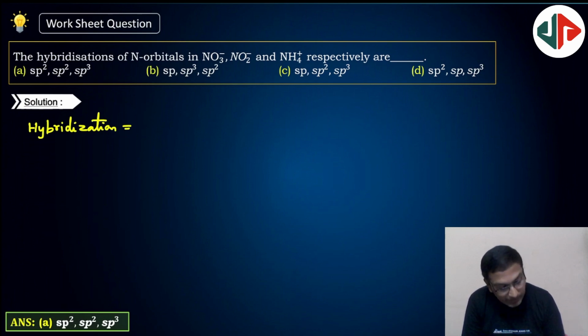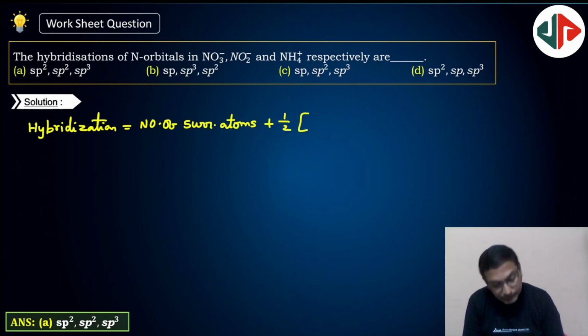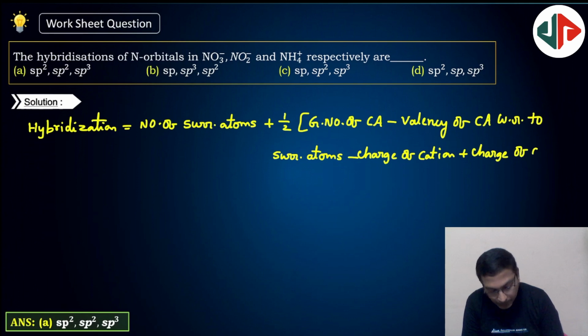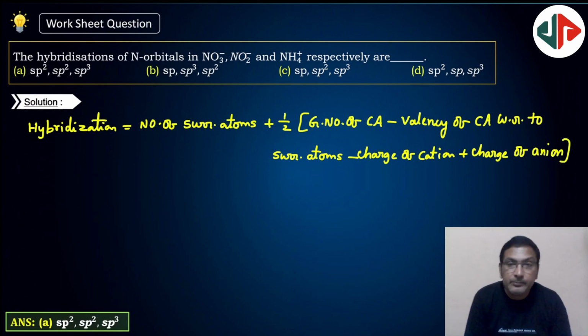Remember this one, very very important. Hybridization equals number of surrounding atoms plus half into group number of central atom minus valency of central atom with respect to surrounding atoms, minus charge of cation plus charge of anion. In this way we can calculate.